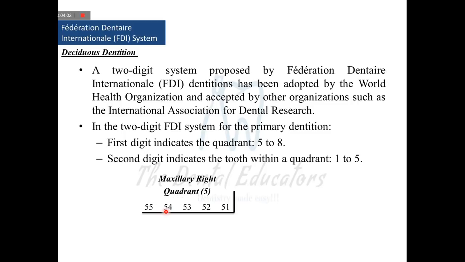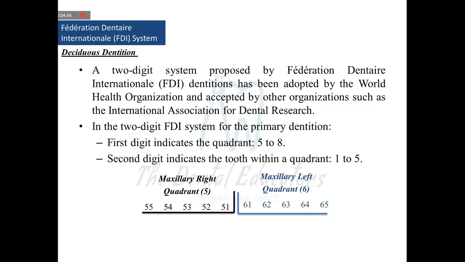Now the fourth tooth in the maxillary right quadrant will be written as 5-4. The first digit 5 represents that it's the maxillary right quadrant, and the 4 represents that it's the deciduous first molar of the maxillary right quadrant. So for that respective tooth, we will write 5-4. Then 5-5 represents the second deciduous molar of the maxillary right quadrant, where again the first digit, as we discussed earlier, represents the quadrant number, that is the maxillary right quadrant, and the second digit represents that it's the second deciduous molar of the maxillary right quadrant.